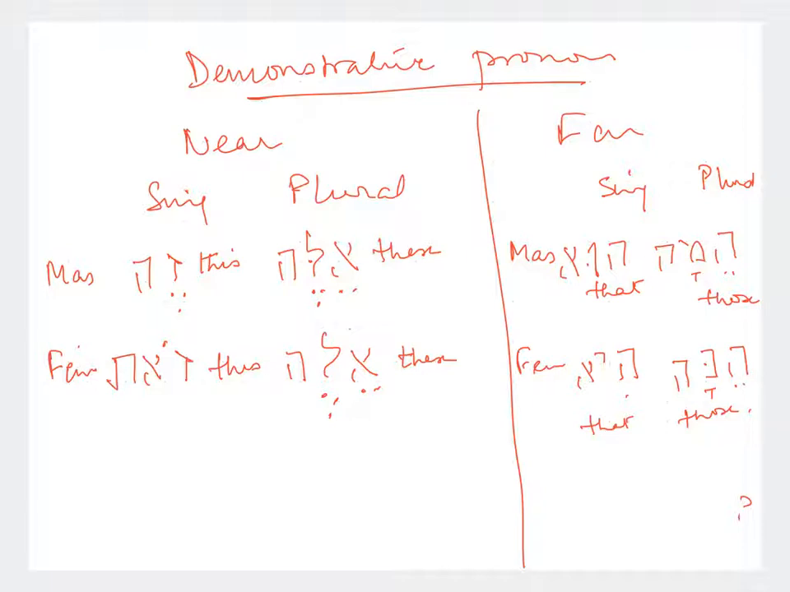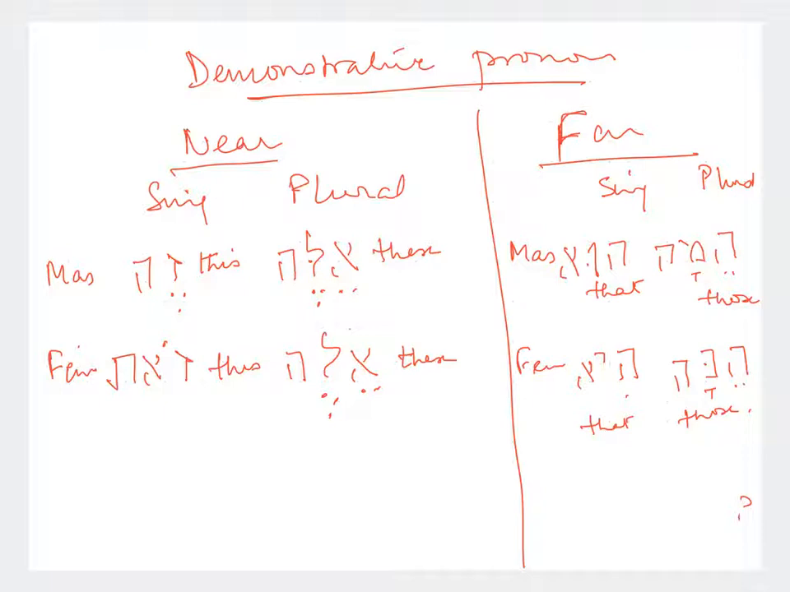Okay, there are two kinds of demonstrative pronouns. You have the near and you have the far. So when I say near, what I mean is demonstrative pronouns that are used to indicate something which is near, and far is demonstrative pronouns that are used to single out something for attention that is away from the speaker, okay, in a far distance, literally.